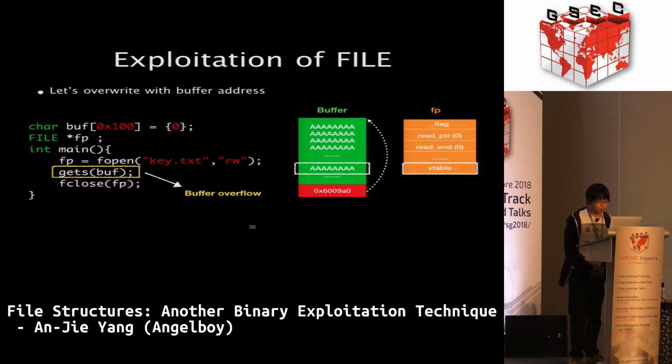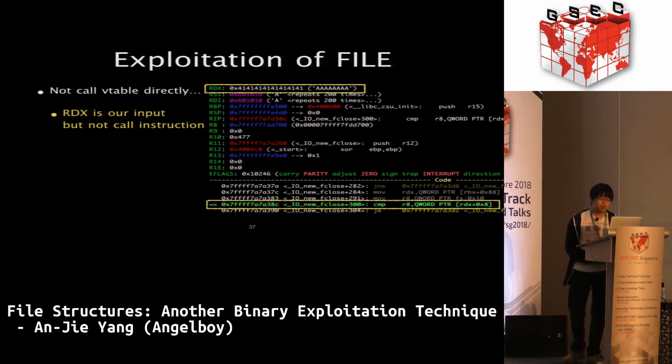Once we know the address of the buffer containing our input is 0x6009A0, we override the file pointer with the buffer address. In theory, when the program counter reaches fclose, it will take the buffer as the file pointer, and we will control the flow. However, when we run it, we find that it does not crash at the call instruction, but at a compare instruction, and the crash value is controllable. So why?